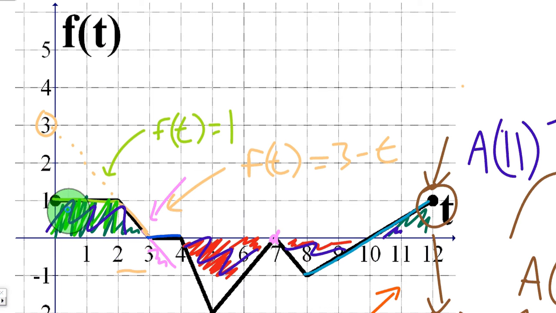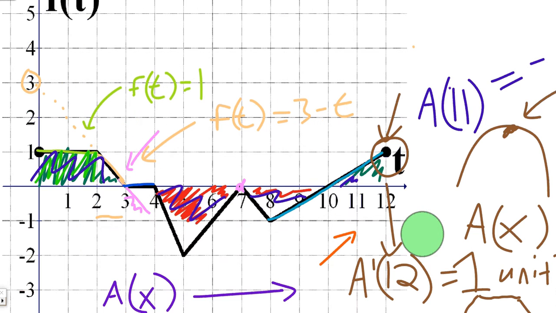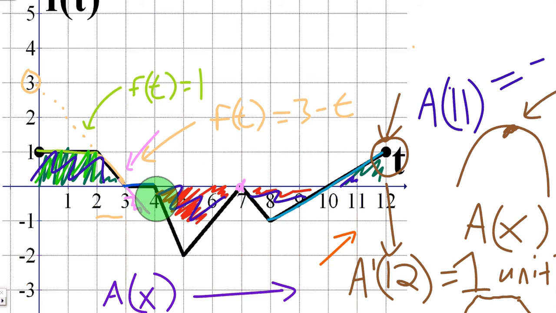Okay, so here's the graph of f of t, this line, and what A of x represents, as we've gone over before, is a function which tells you what the area between the graph of f of t and the t-axis is. Okay, so A of x is the area function. What A prime of 12 is asking for in this particular part of the example is at what rate is the area under the graph of this function changing at t equals 12, at that exact t value? At what rate is this area changing?